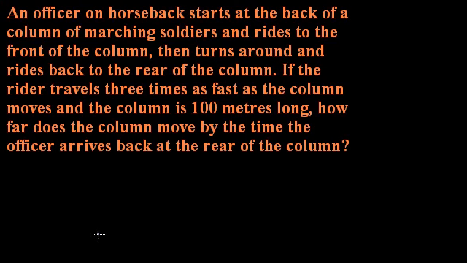Actually, I don't know where I'm going to categorize this, either in algebra or in the brain teaser playlist, or maybe both. So an officer on horseback starts at the back of a column of marching soldiers and rides to the front of the column, then turns around and rides to the rear of the column. If the rider travels 3 times as fast as the column moves, and the column is 100 meters long, okay, I think we have enough information to start drawing this.